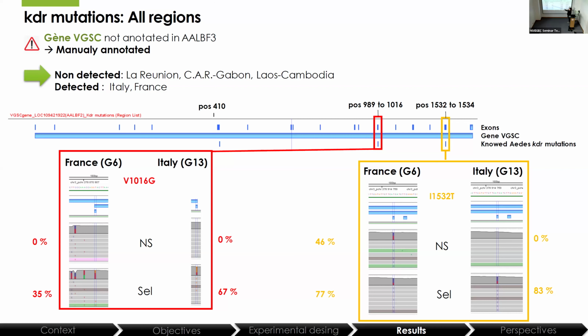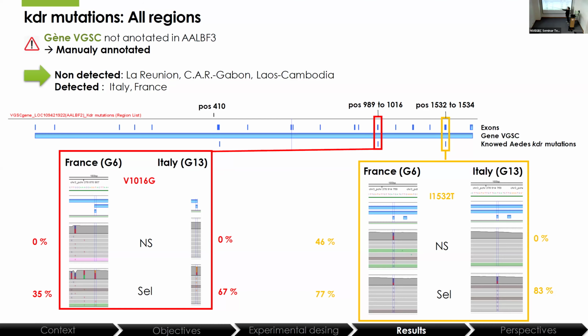My samples are 100 females, and I have a genomic coverage of about 100. So 1% is about one mosquito. So probably there is one mosquito. Yeah, it's right. Probably you didn't really check if the mutation is there.